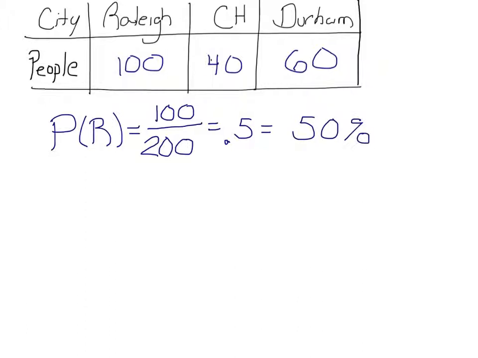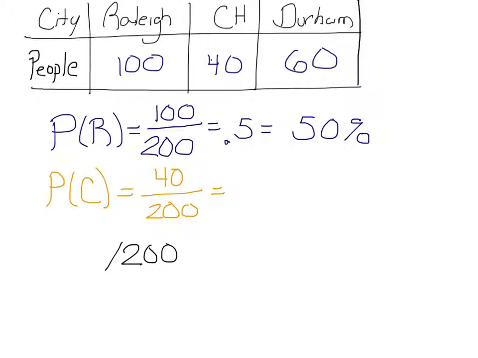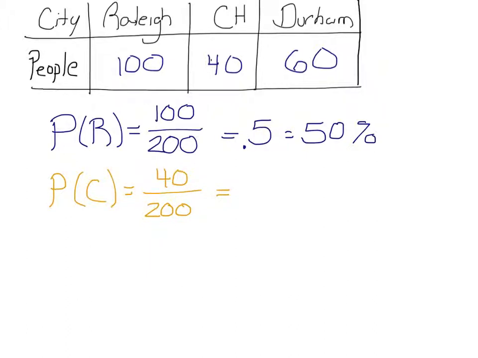Okay, let's think about the other one. Let's think about the probability that we're from Chapel Hill. So maybe I'll just put the probability of C. Well, that's going to be 40 over 200. If you struggle with reducing fractions or converting fractions to decimals, and you have a calculator handy, you can always divide 200 into 40. If you need to do that, that's perfectly fine. So 40 over 200 can be reduced to 1/5. And we could write that as 0.2 or 20%.